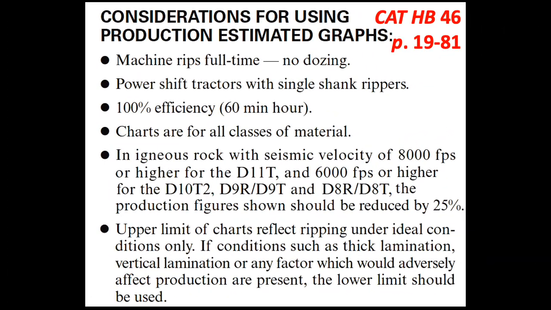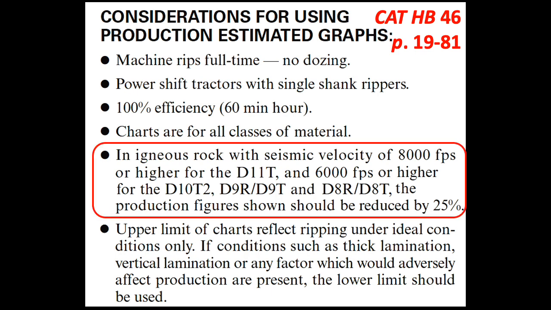Step 3. You need to check the assumptions in the handbook to see if you need to reduce the production. As noted in page 1981 in the handbook, for igneous rock with seismic velocity of 8,000 feet per second or higher for the D11T, and 6,000 feet per second or higher for some models including D9T, the production figures shown in the chart should be reduced by 25%. In this example, our material is trap rock, which is an igneous rock, and your velocity is 6,000 feet per second. So you need to reduce the production by 25%.